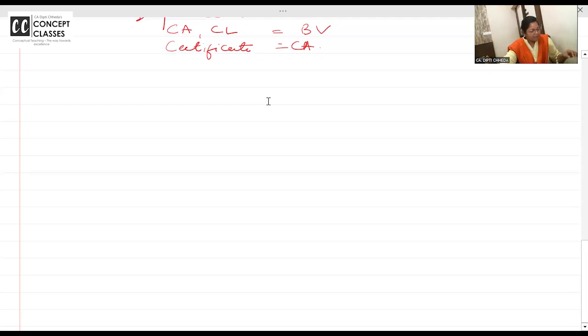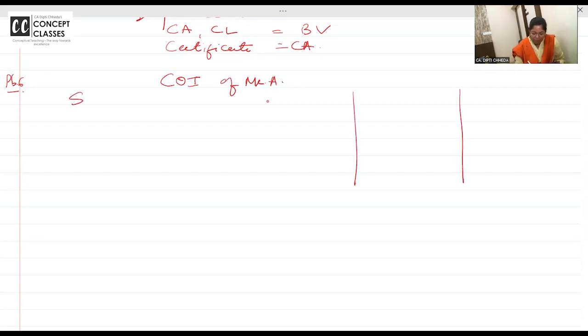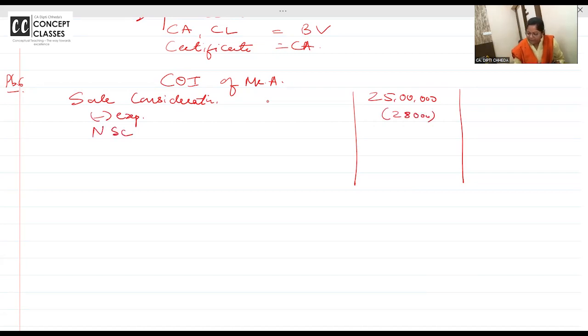Problem number 6 on page number 217 in your material. Problem number 6 we are doing. Computation of income of Mr. A. And this is the concept of slump sale. So always start with the sale consideration. Sale consideration is 25 lakhs. Are there any expenses? 28,000. Net sale consideration.